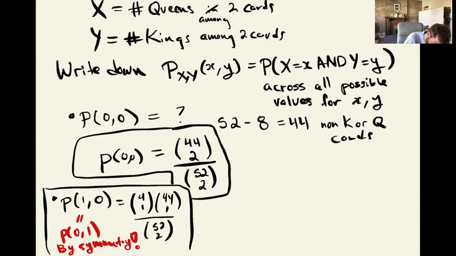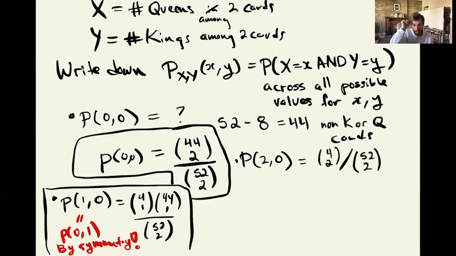Now let's go ahead and compute the probability of two queens and 0 kings. Again, fairly straightforward. There are 4 queens. We need to choose 2 of them, and then we divide that by the total number of 2-card pairs, 2 cards drawn from a 52-card deck. And again, by symmetry, we know that this is the same thing as the probability of 0 queens and 2 kings.